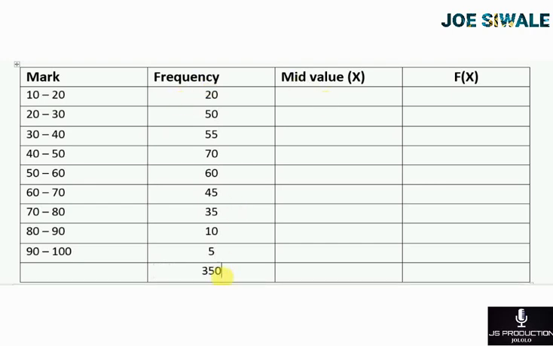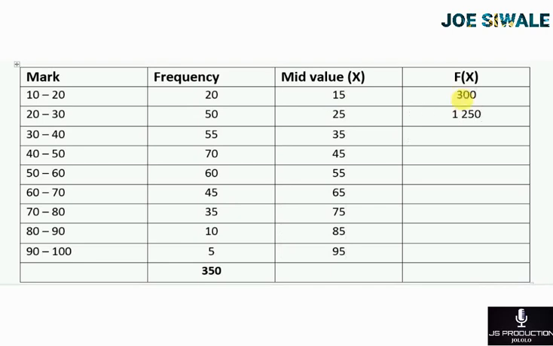Then I'm going to find the middle value. So the middle value, you just say the first term plus the second term divided by 2. So for the first one, I have 15. For the second one, I have 25. I have 35. I have 45. I have 55. I have 65. I have 75. I have 85. And I have 95. Then I'm going to find f of x by multiplying the frequency and the middle value.